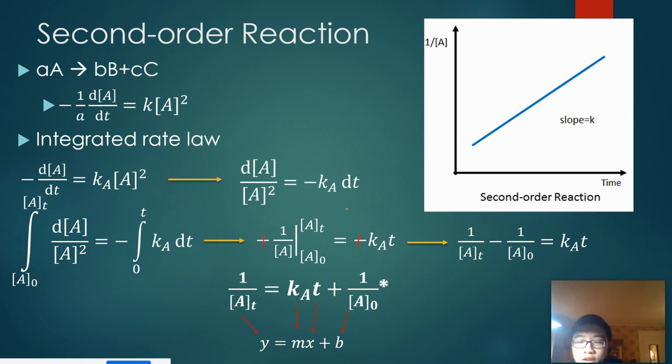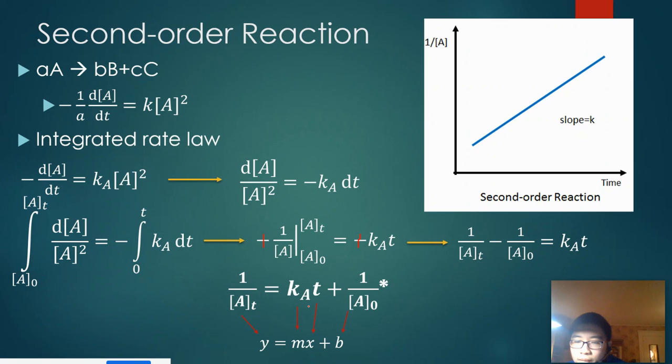And you need to pay attention that we're calculating the slope now. So you need to know the relation between slope and ka. For first order and zeroth order, the slope is negative ka. But for second order, remember, the slope is just ka.